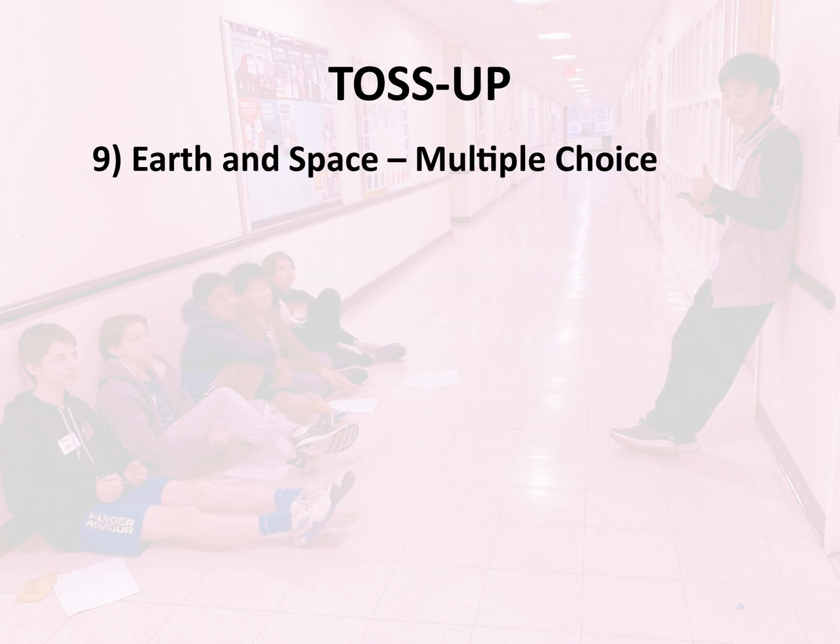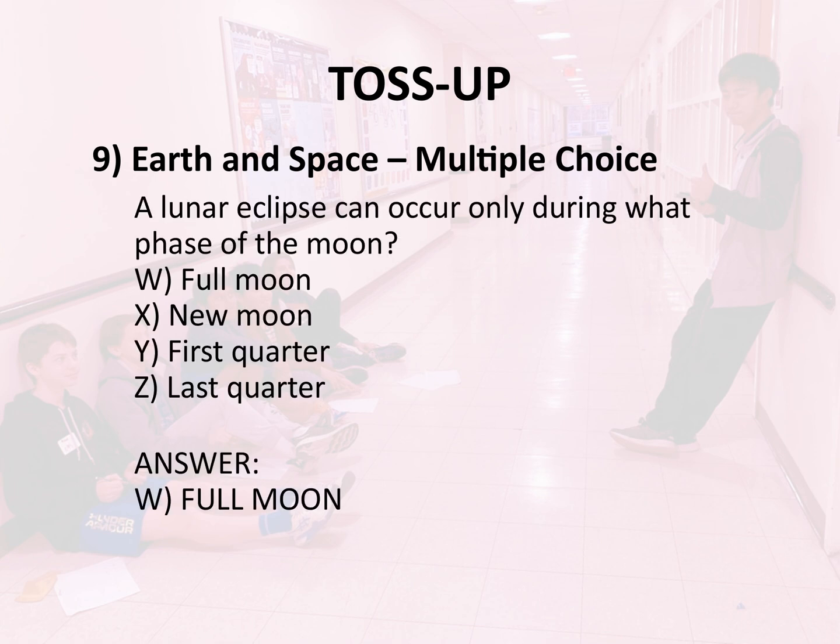Toss-up 9. Earth and space, multiple choice. A lunar eclipse can occur only during what phase of the moon? W. Full moon. X. New moon. Y. First quarter. Z. Last quarter. Answer: W. Full moon.